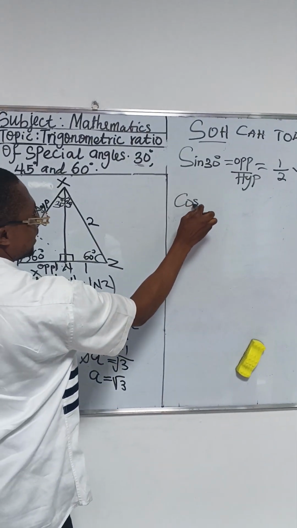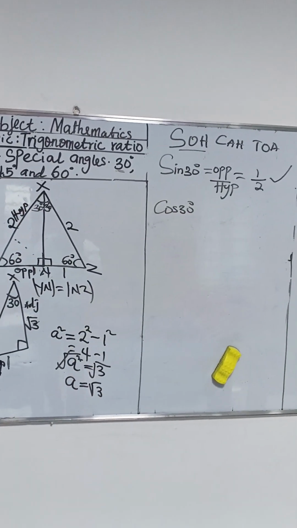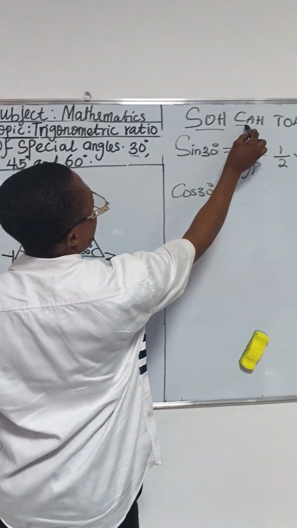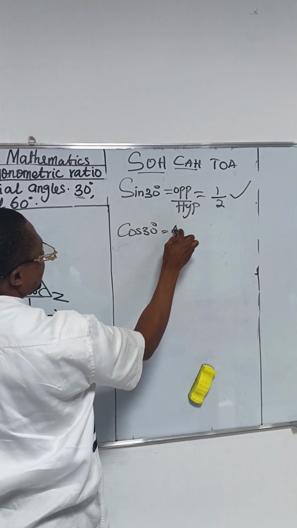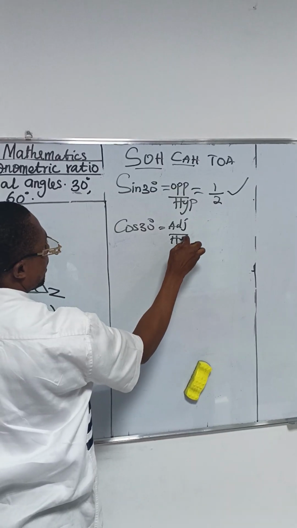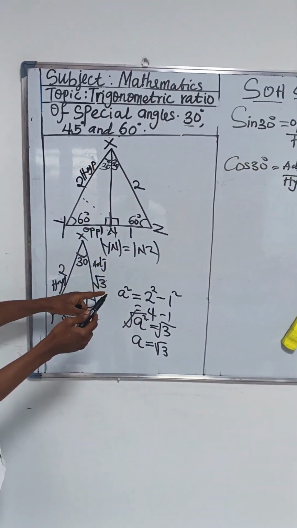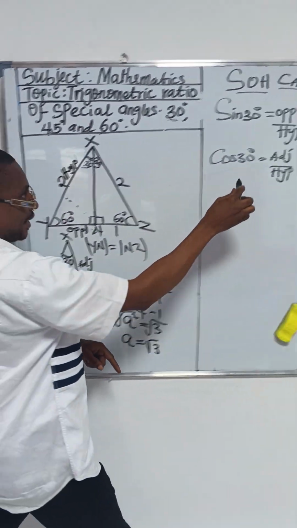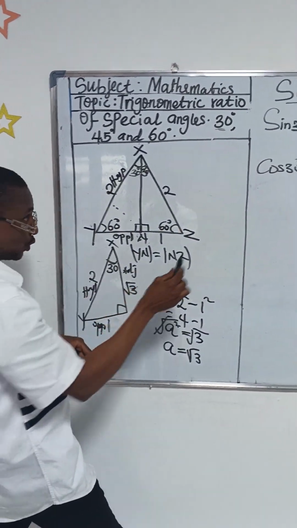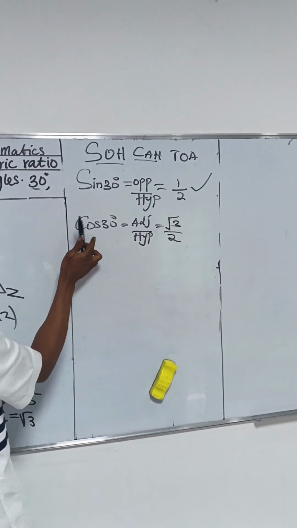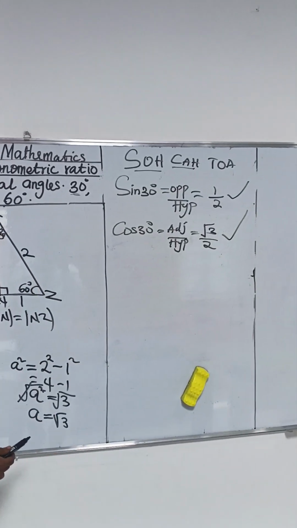Now, cos 30 degrees. Remember the acronym here. Cos 30, cos is adjacent over hypotenuse. Where is the adjacent? Root 3. Where is the hypotenuse? 2. That means cos 30 degrees is root 3 over 2.